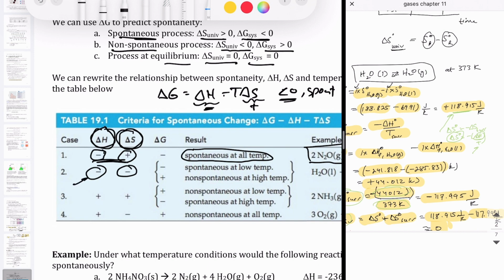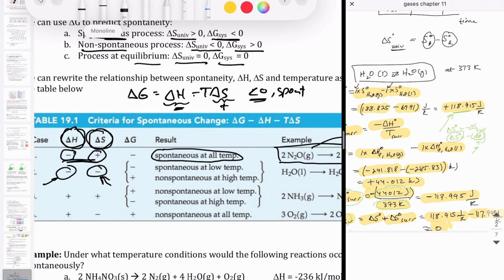Well, in this case, our reaction is exothermic, which is good, right? We typically like exothermic reactions because that makes our products more stable than our reactants. Our entropy, though, is not great, right? It's negative. Remember, we want a positive entropy change to make a reaction spontaneous, but this entropy change is negative. So that means that we have opposing factors. The enthalpy factor is favorable, but the entropy factor is unfavorable.